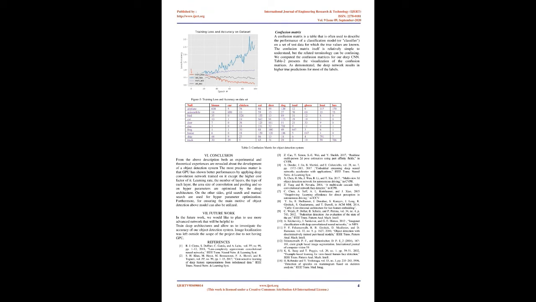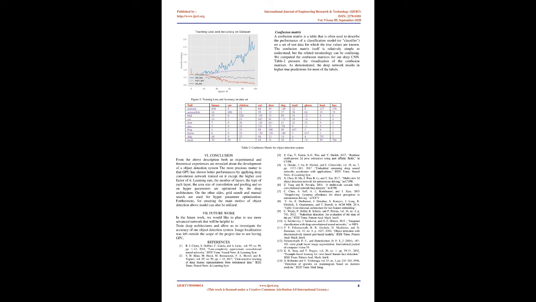Confusion matrix. A confusion matrix is a table that is often used to describe the performance of a classification model, or classifier, on a set of test data for which the true values are known. The confusion matrix itself is relatively simple to understand, but the related terminology can be confusing. We computed the confusion matrices for our deep CNN. Table 2 presents the visualization of the confusion matrices. As demonstrated, the deep network results in higher true predictions for most of the labels. Table 2, confusion matrix for object detection system.